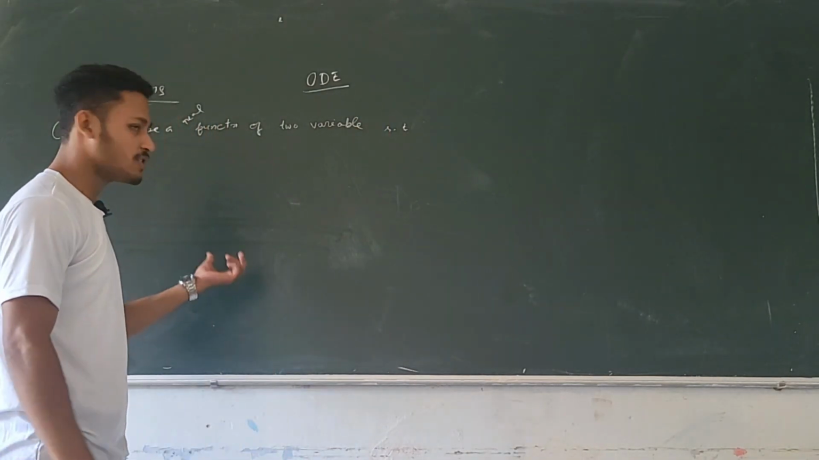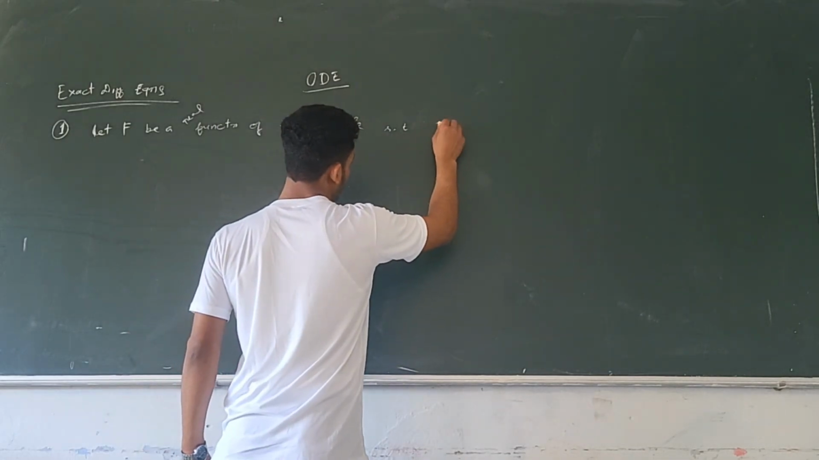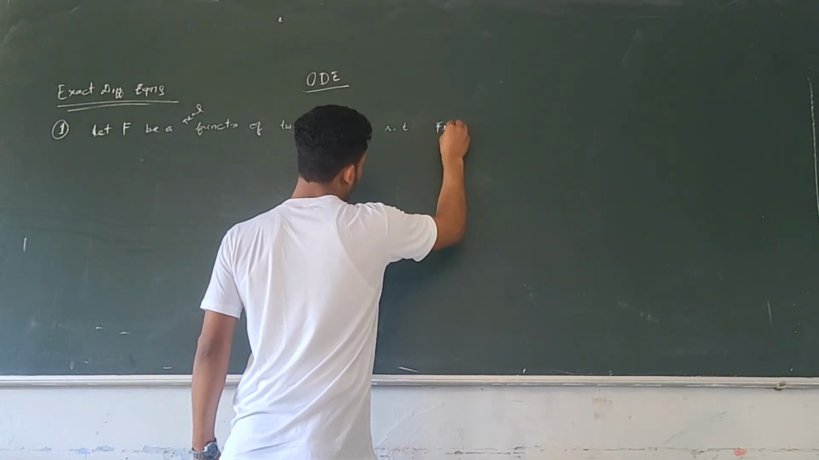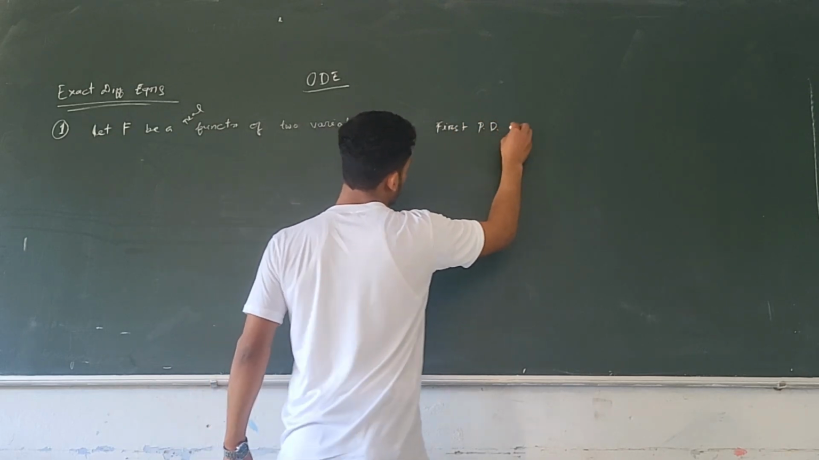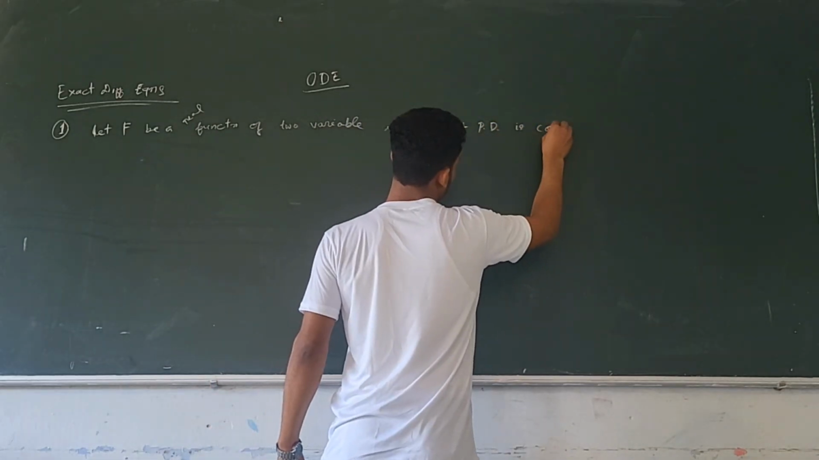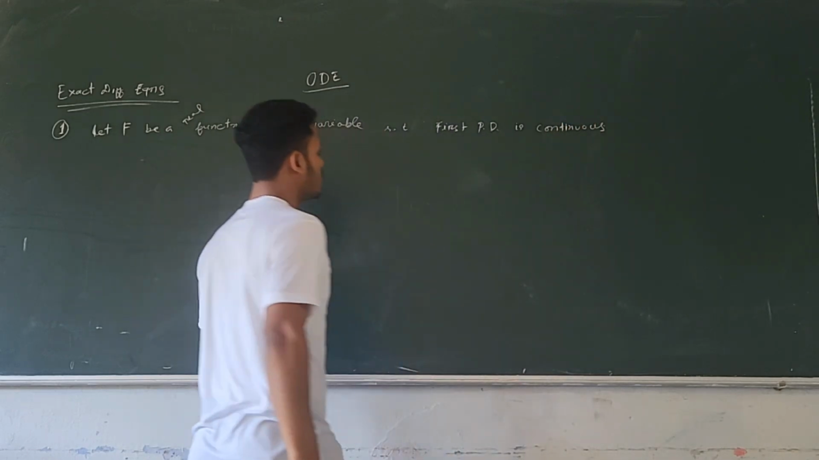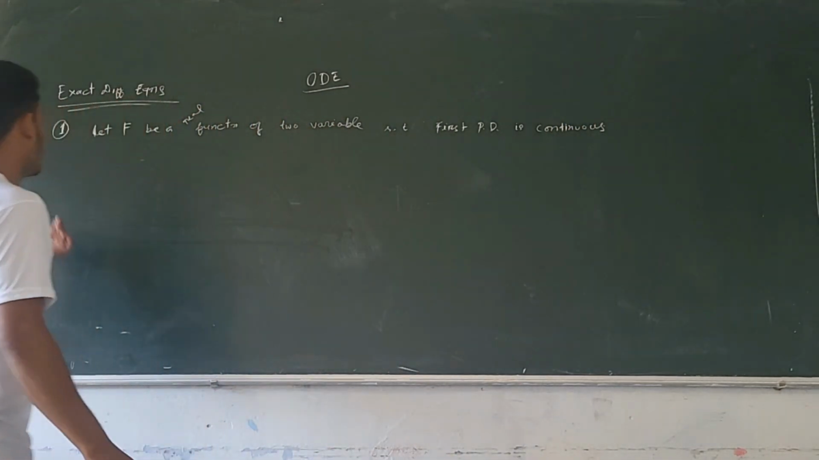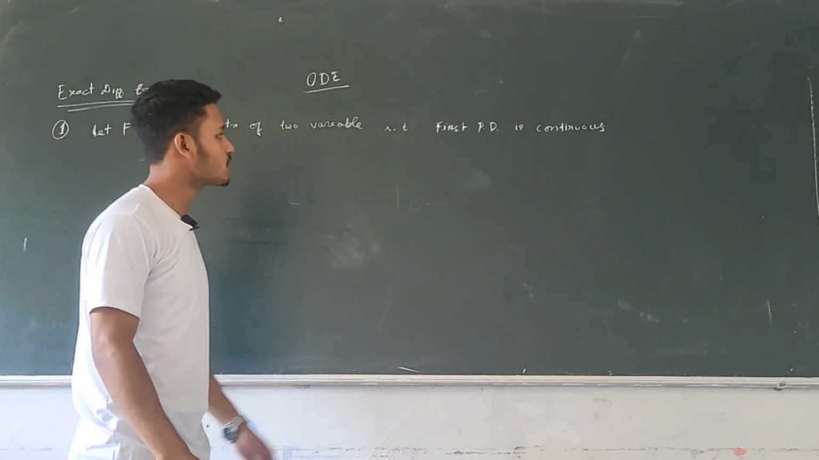the first partial derivative is continuous. So let capital F be a real function of two variables such that the first partial derivative is continuous.